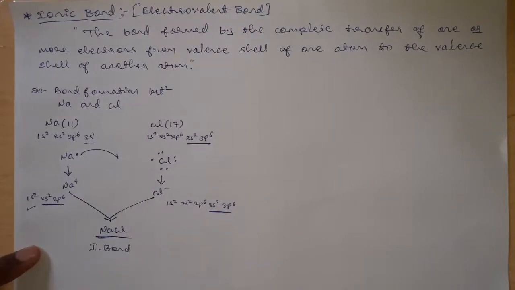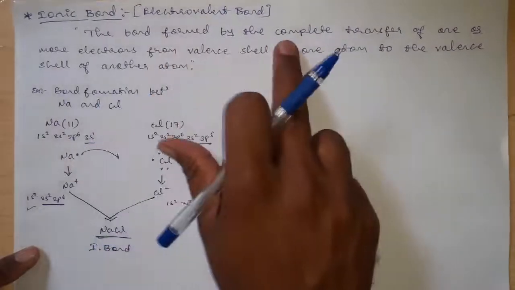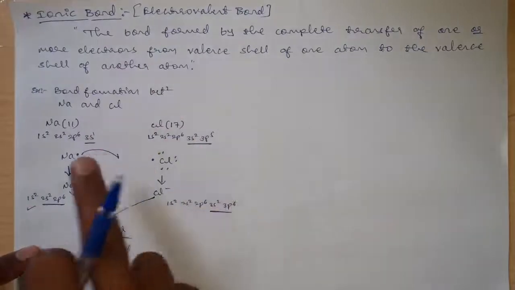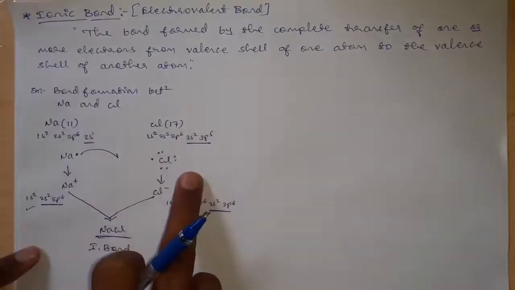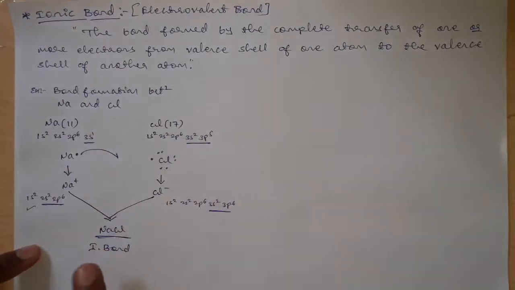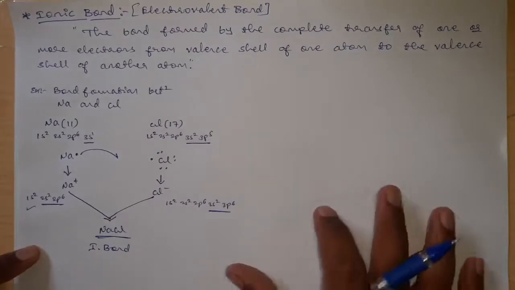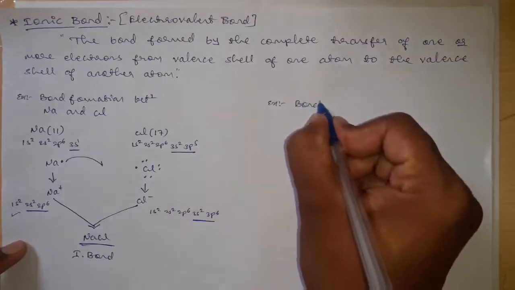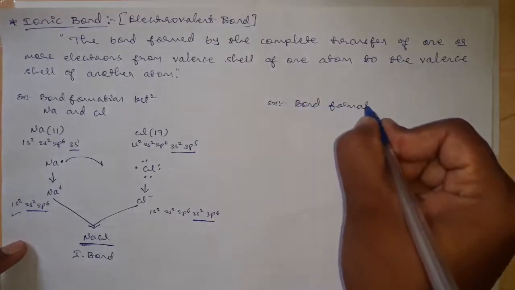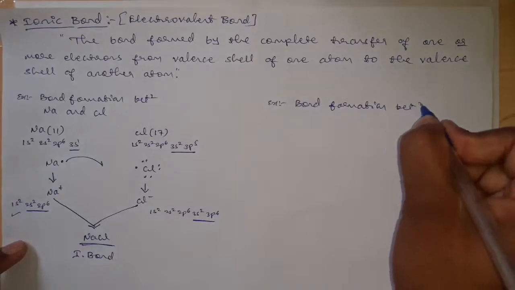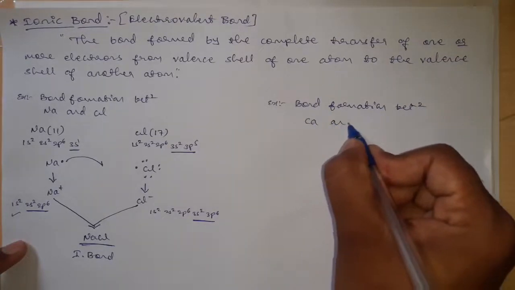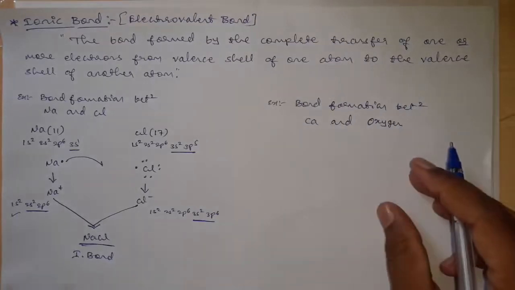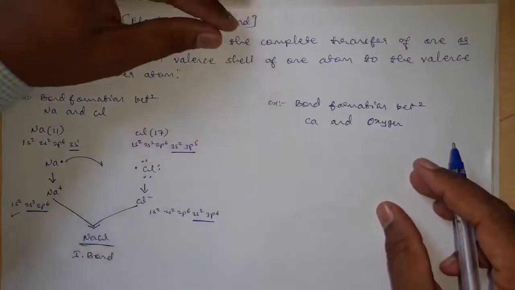Ionic bond. The bond formed by the complete transfer of one or more electrons from the valence shell of one atom to the valence shell of another atom forms an ionic bond. Take another example: bond formation between calcium and oxygen.